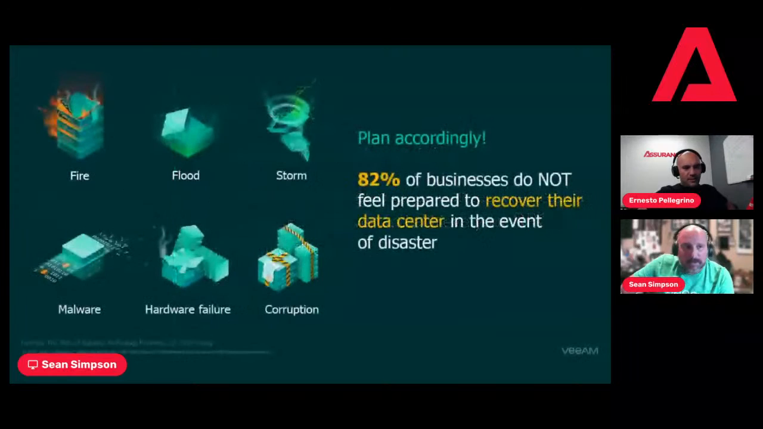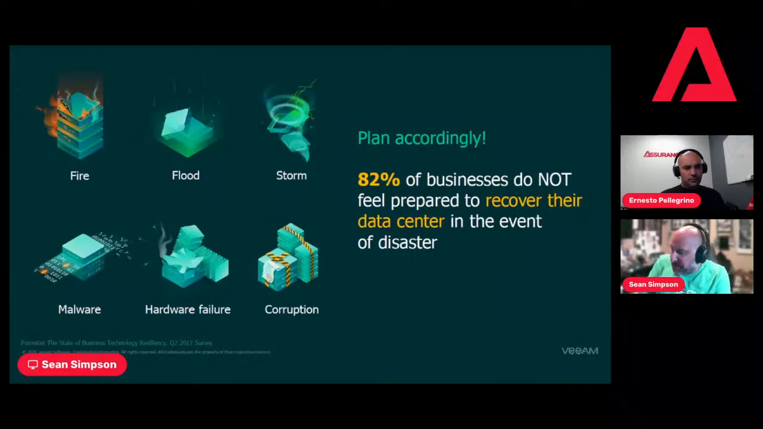Awesome. And when we get into planning for disaster recovery, when we talk about business continuity, we think about the big picture, losing an entire data center, losing an entire infrastructure, but we sometimes forget that most of the time the issues that are going to cause us problems are one or two servers or a particular application going down. So when we think about that, 82% of businesses don't feel prepared to recover their data center in the event of a disaster.